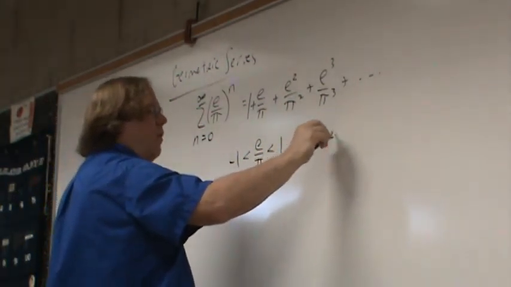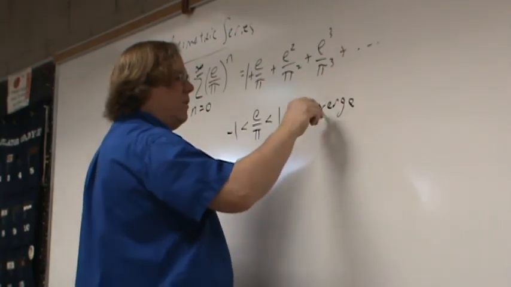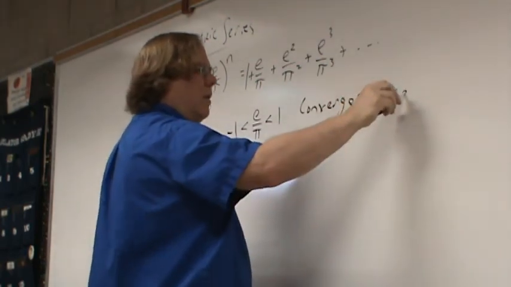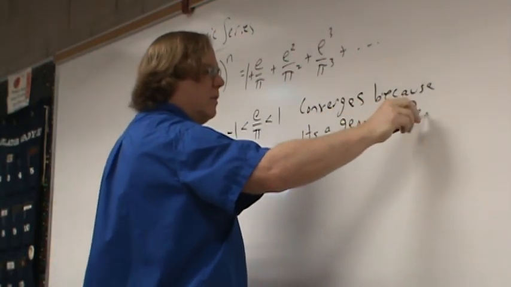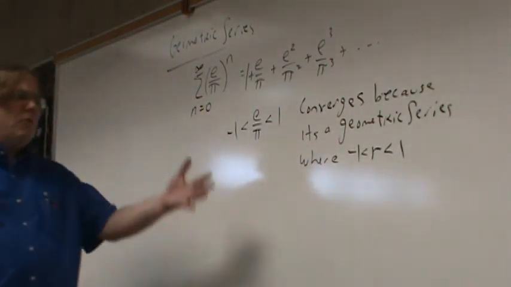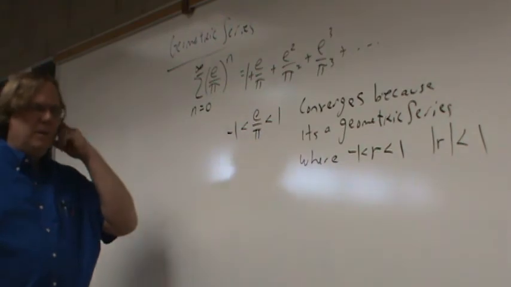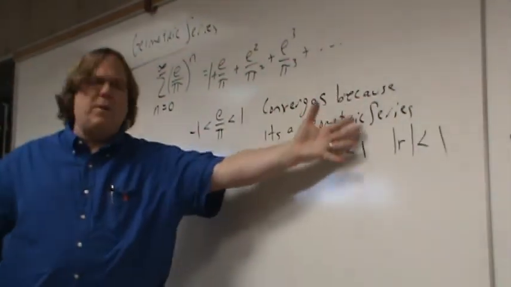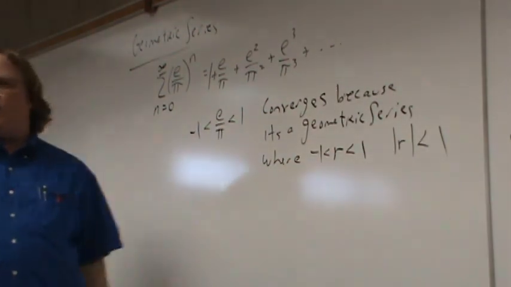So it converges. And so on your exam, you write: converges because it's a geometric series where r is in between 1 and negative 1. Or if you want to write fewer letters, you would say the absolute value of r is less than 1. So that's what you would put in the answer column. Remember, it's not enough to just say if something converges. You've got to be prepared to tell me why it converges. And this is a convergent geometric series because r is between negative 1 and 1.